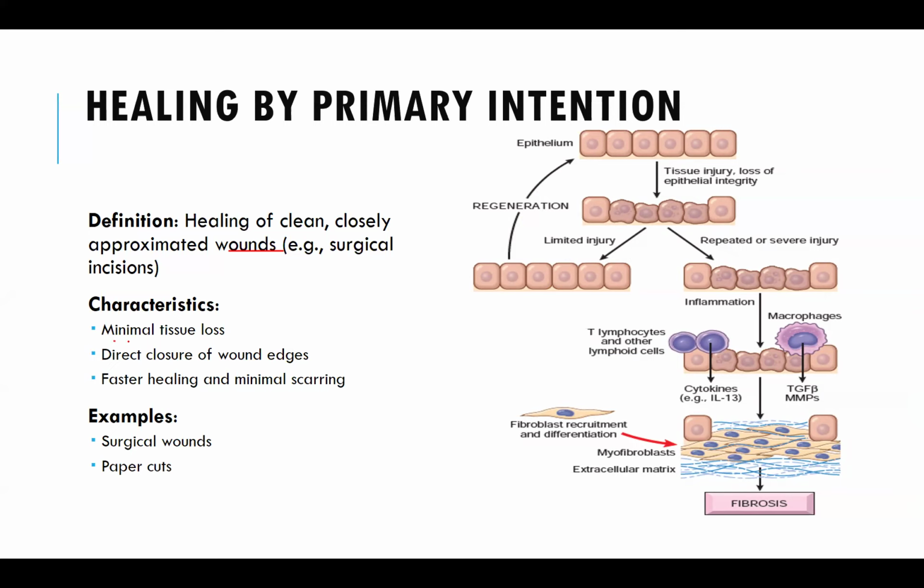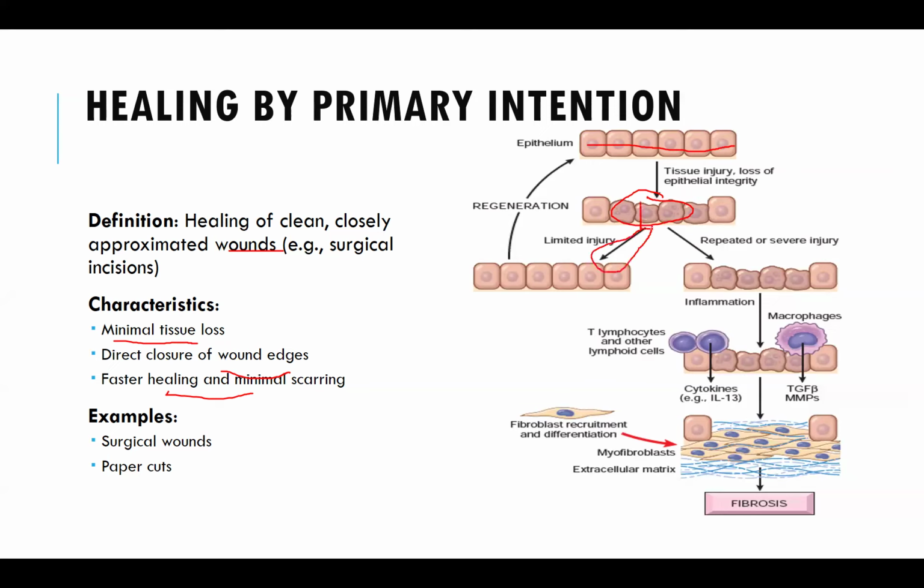And this process usually takes place if you have minimal tissue loss and the wound edges are too close to each other. And usually it is very fast with minimal scarring. In this illustration, for example, if this is your skin, this is your epithelium, and in case you get injury, if the injury is very limited to the upper area of the skin, usually we heal by regeneration.